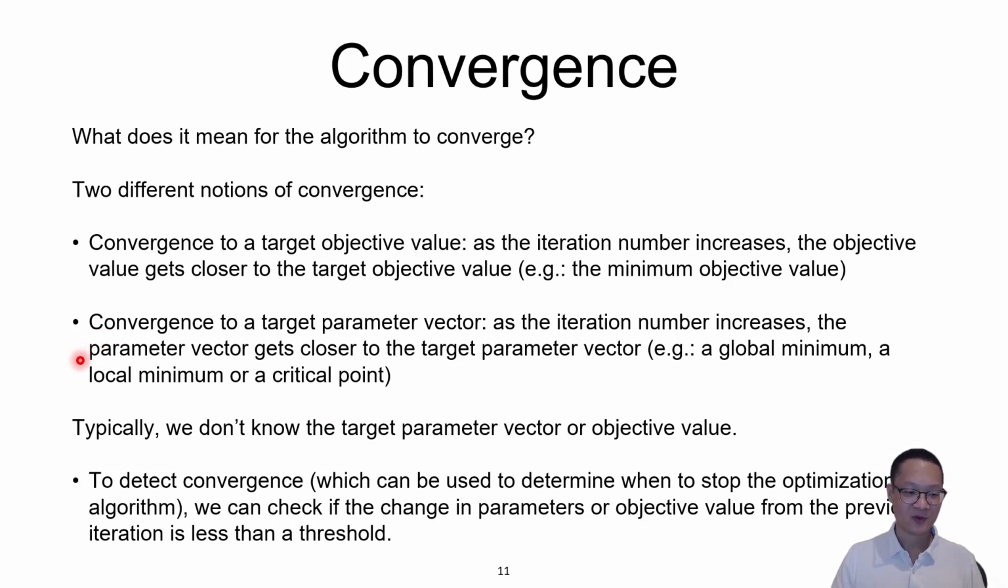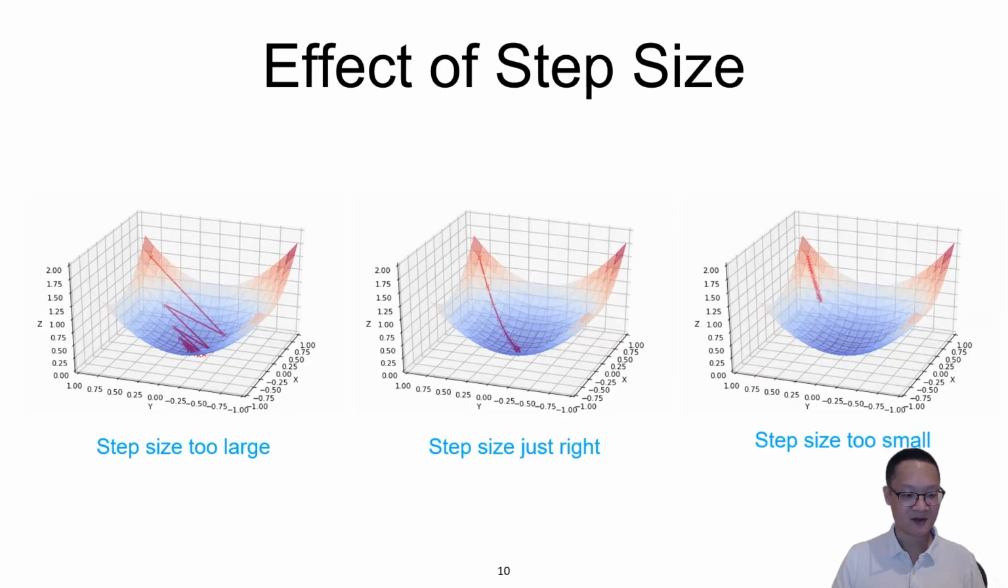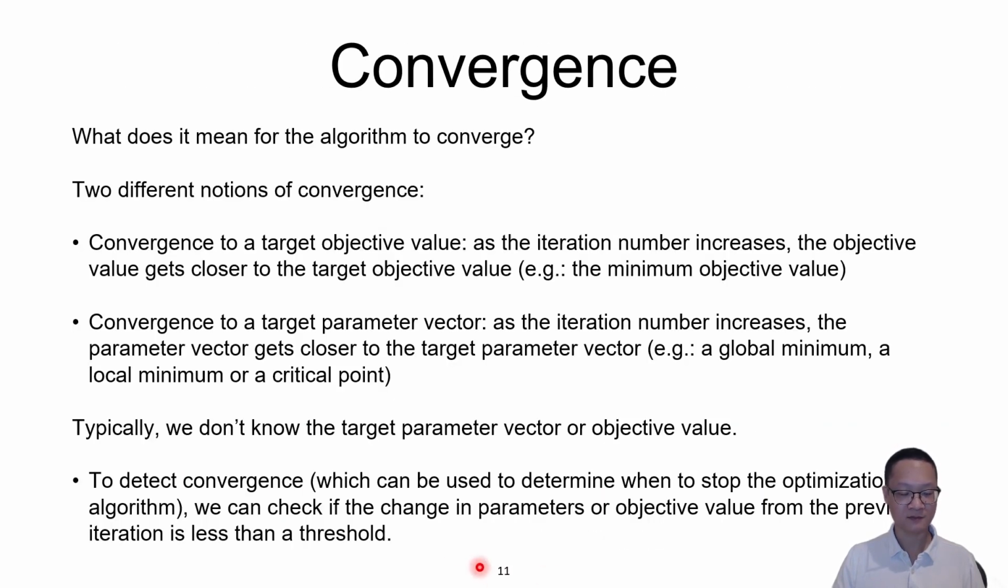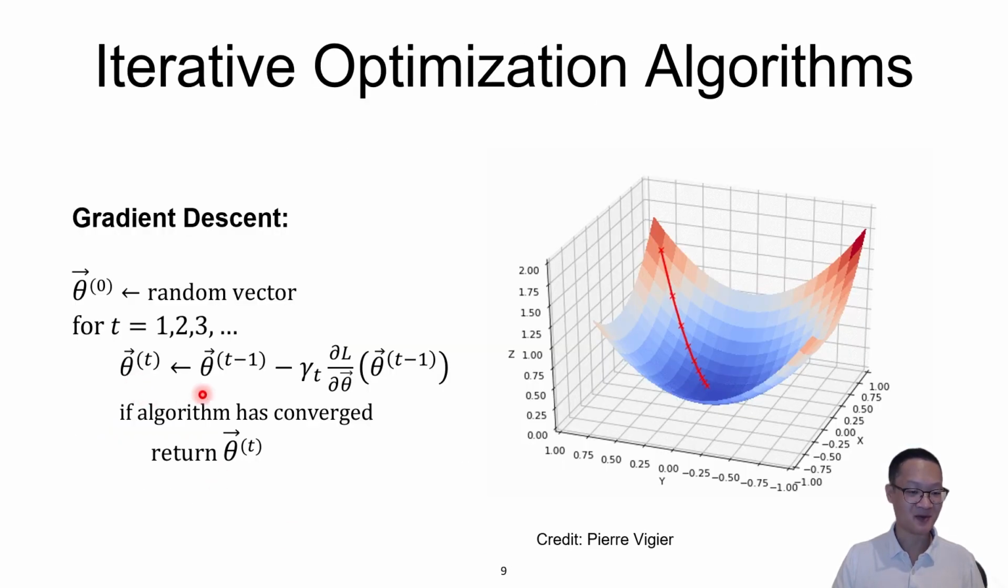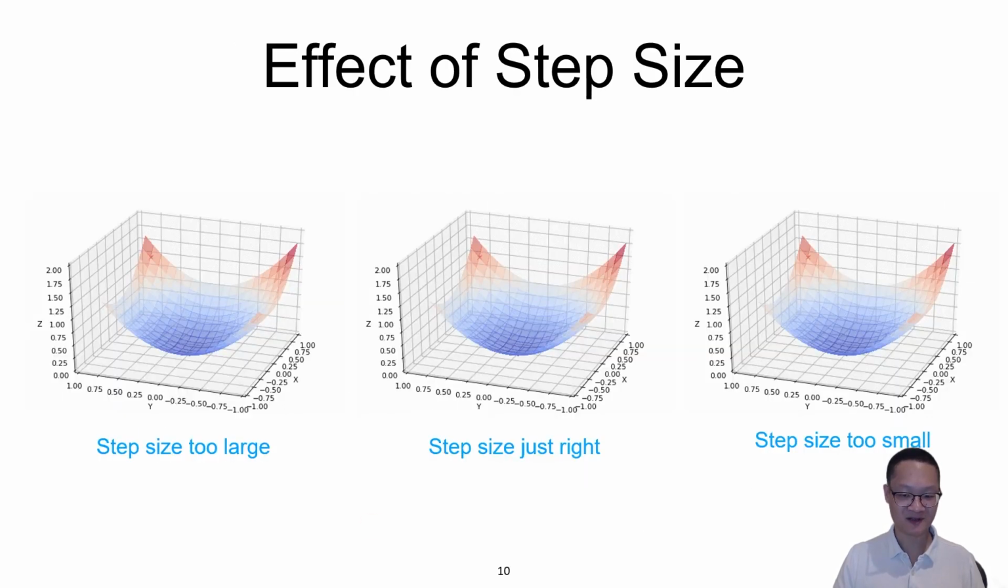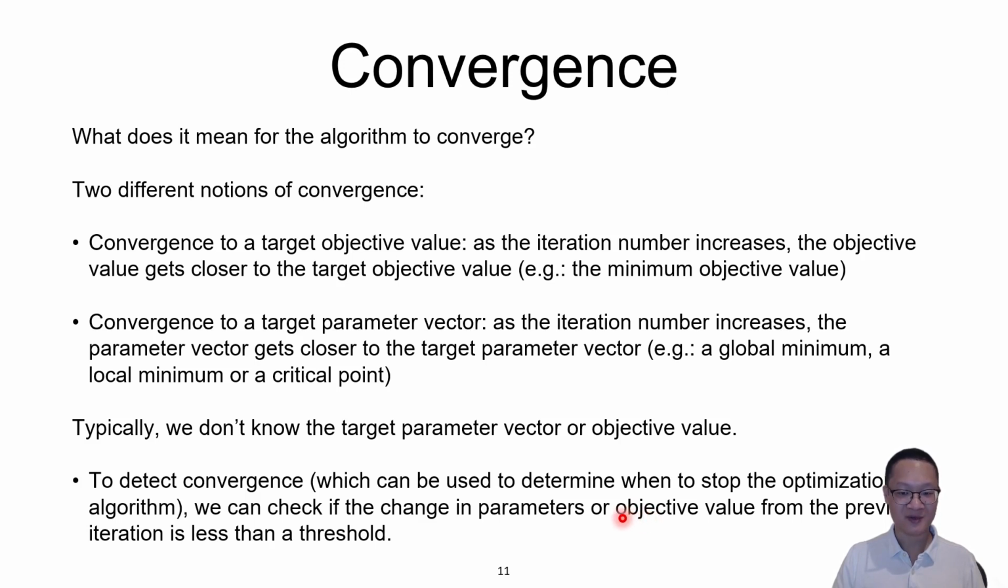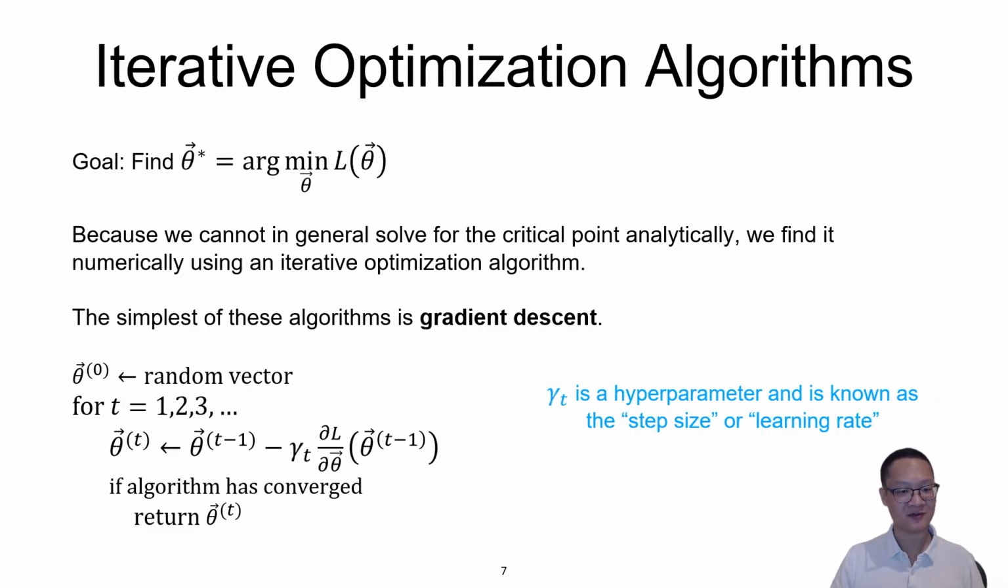So typically, without knowing the target objective value and without knowing the target parameter vector, we still need to detect convergence because we need to determine when to stop the optimization algorithm, right? Usually we simply check this by looking at the change in the parameter. We compare the difference between theta t minus 1 and theta t, and when that difference gets very small, we say that the algorithm has converged. So that's one option. Another option would be to plug theta into our objective function L and look at the change in L. We can plug theta t minus 1 into L, plug theta t into L, and if the difference between iterations is not very much, we could also decide that's the criterion for convergence.